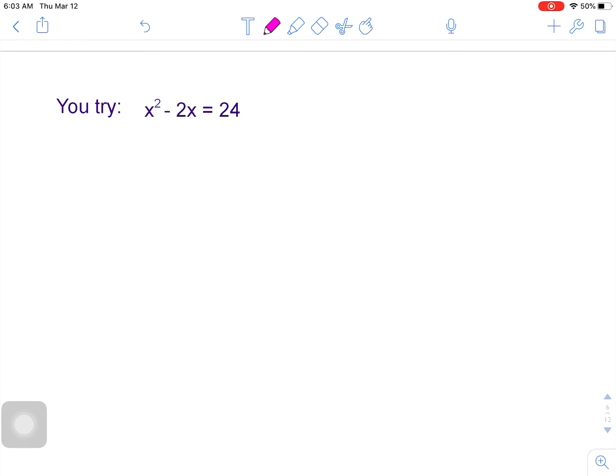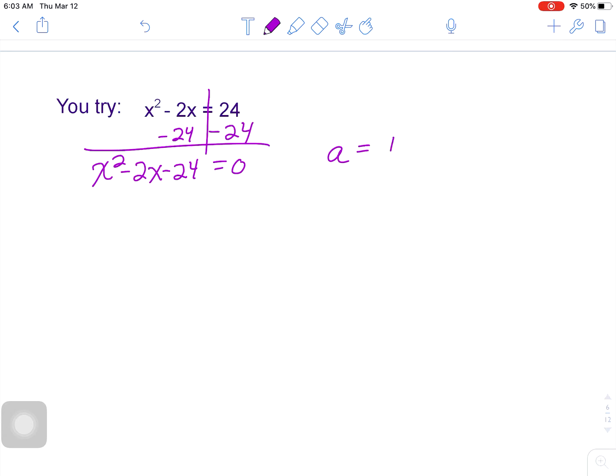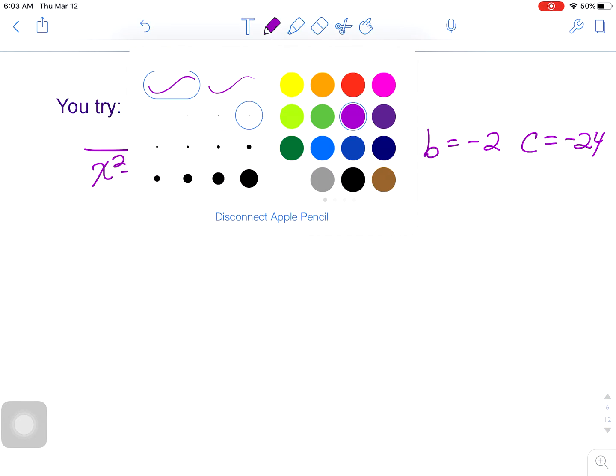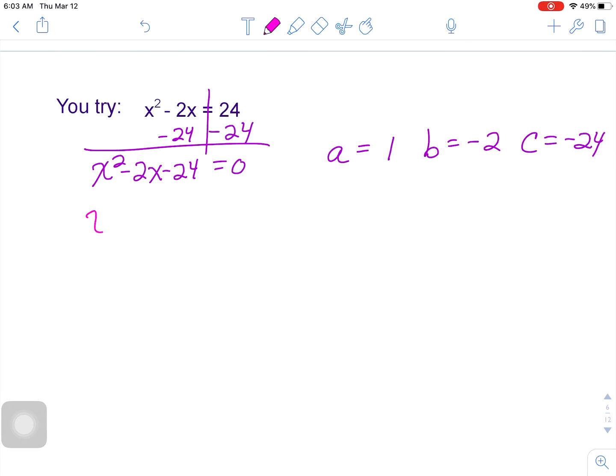All right, so the first thing that we had to do was put it in standard form, which means we had to subtract 24 from both sides, and we get x squared minus 2x minus 24 equals 0. So now our a is 1, b is negative 2, and c is negative 24. All right, so go back to our quadratic formula. x equals opposite of b plus or minus the square root of b squared minus 4ac all over 2a.